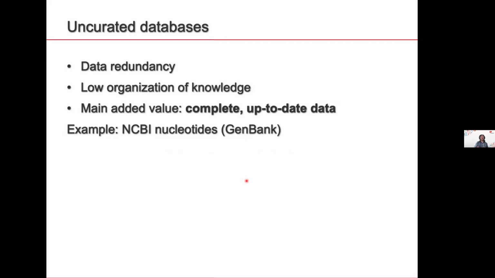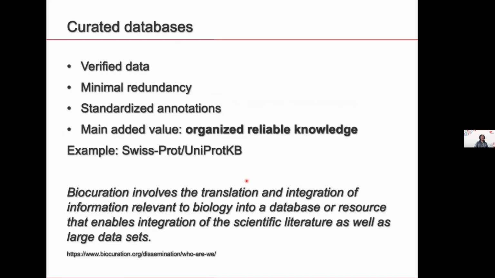So you submit sequences to GenBank. They are online the next day, and everything which was published is there. So it's complete and up to date, but poorly organized and highly redundant. Conversely, in curated databases, the data is verified, and redundancy is minimal and managed so that you have the insulin gene one time. Annotations are standardized so that you can easily query things and compare them. And the main added value is that the knowledge is organized and reliable.